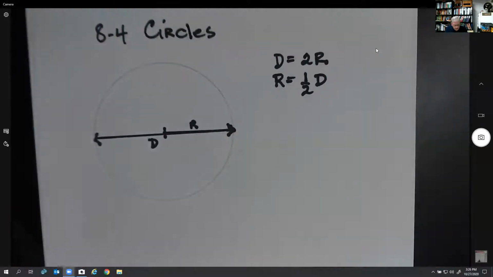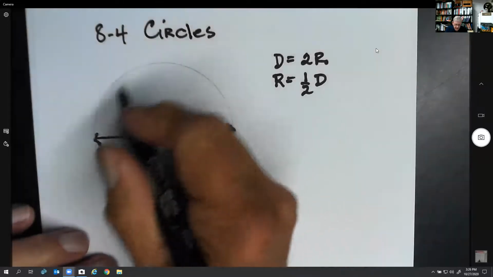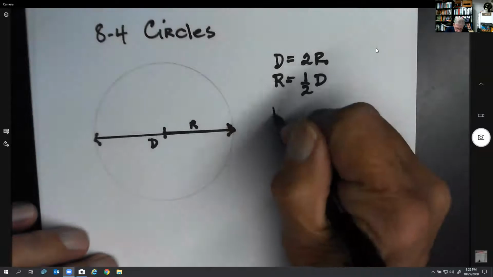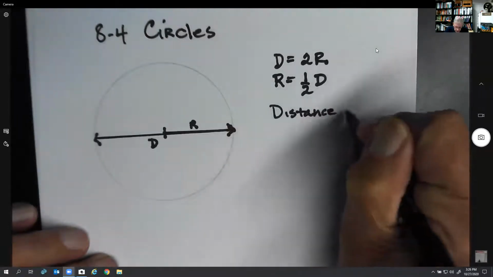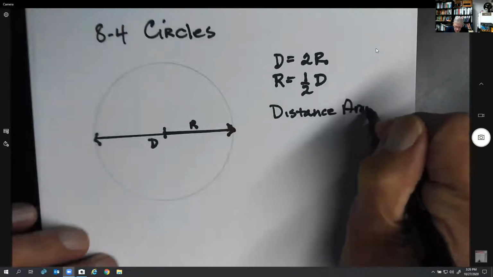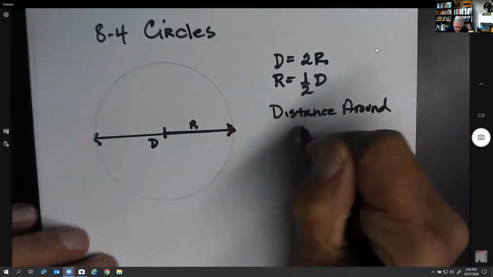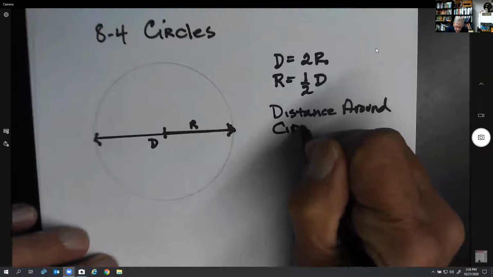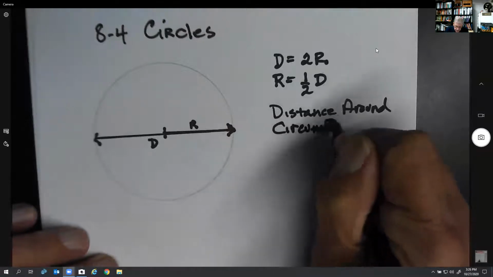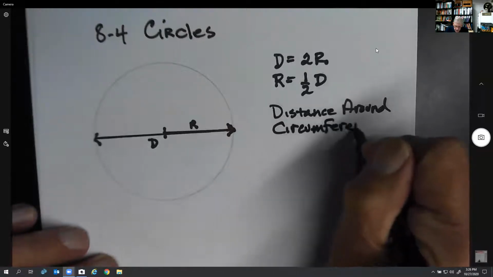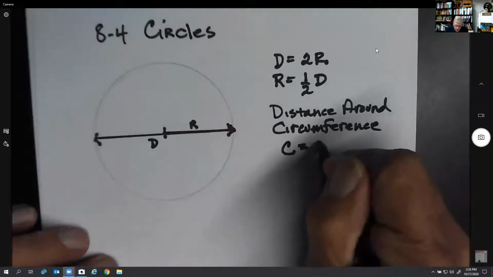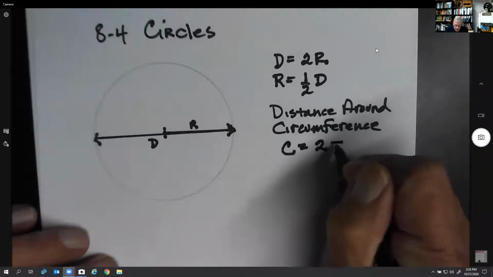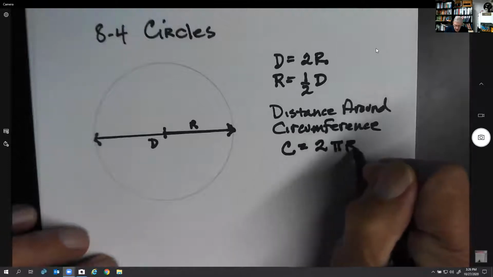Okay, so this is basically formula driven. The distance around the circle is called the circumference. And the circumference is equal to 2 pi r.